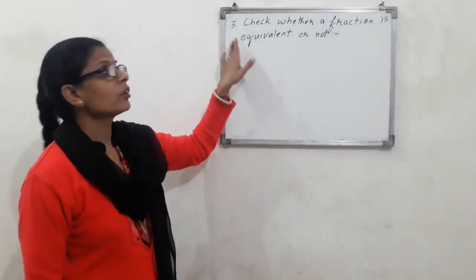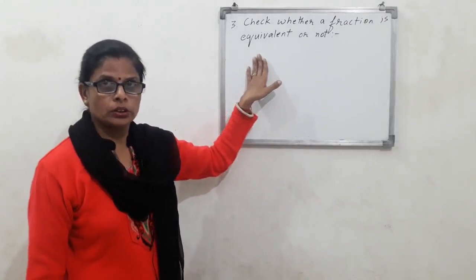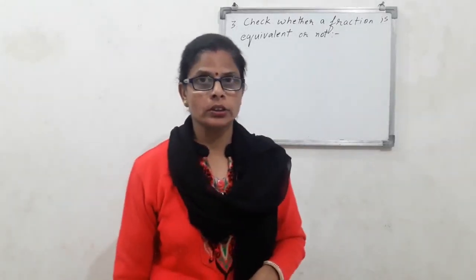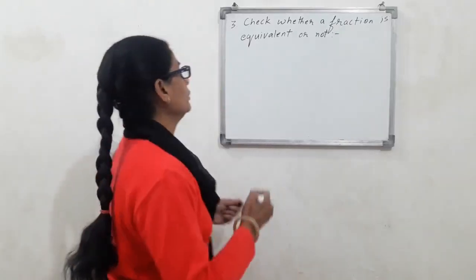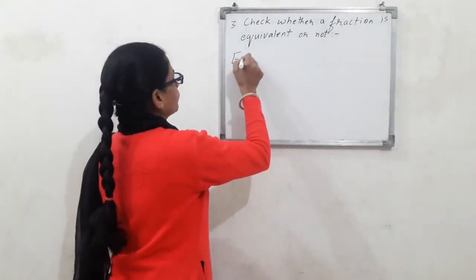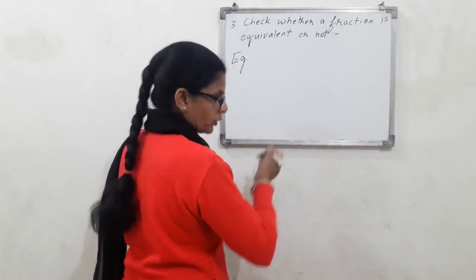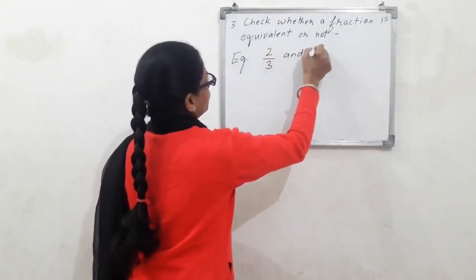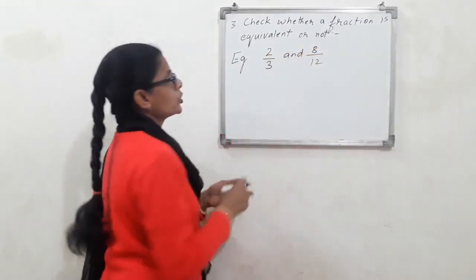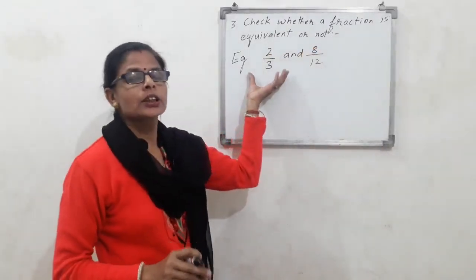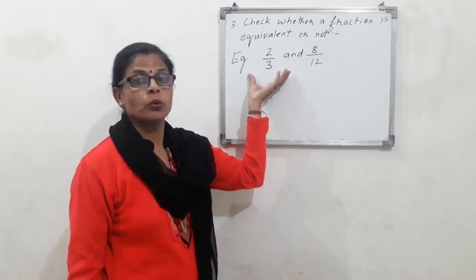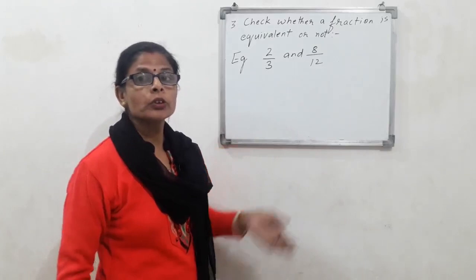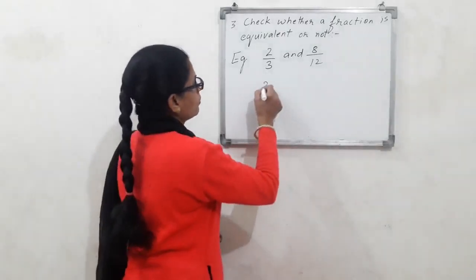Third point, check whether a fraction is equivalent or not. How can we check that? For example, I take the fractions 2 upon 3 and 8 upon 12. We have to check whether these fractions are equivalent or not. So what do we have to do? We have to cross multiply them.